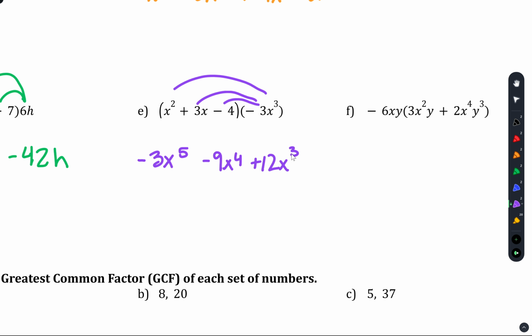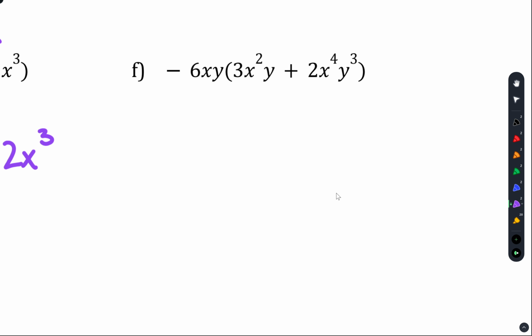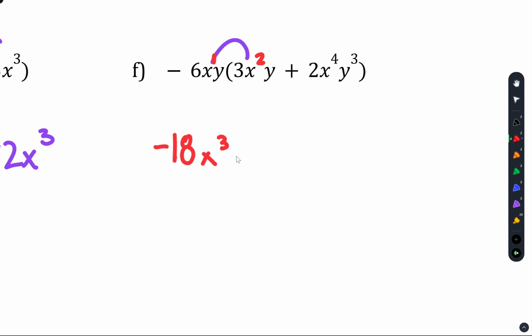Now I'm looking at something a little bit more challenging because I have multiple variables. Remember, we are only adding the exponents together if they have the same base, the same variable. So for F, this first pair, I'm going to multiply the coefficients together. Negative 6 times 3 gives me negative 18. Then I'm going to talk about the x's. X to the what power? Third. This is like x to the first and x to the second together. What about the y's? Y to the second. Y to the first and y to the first make y to the second.